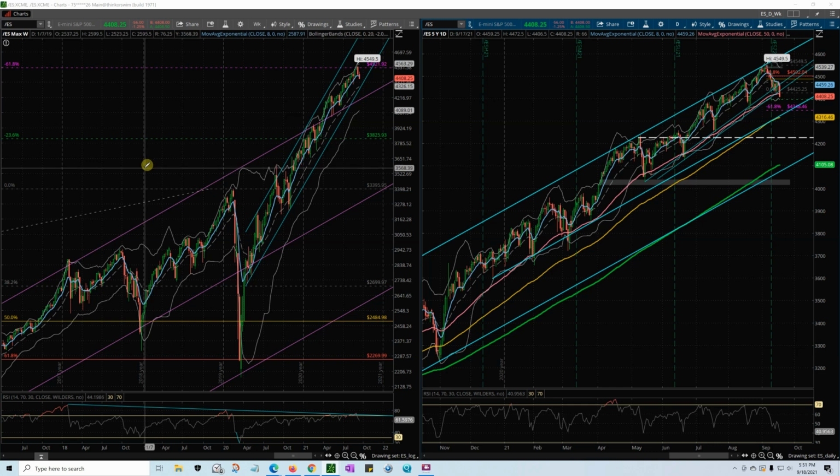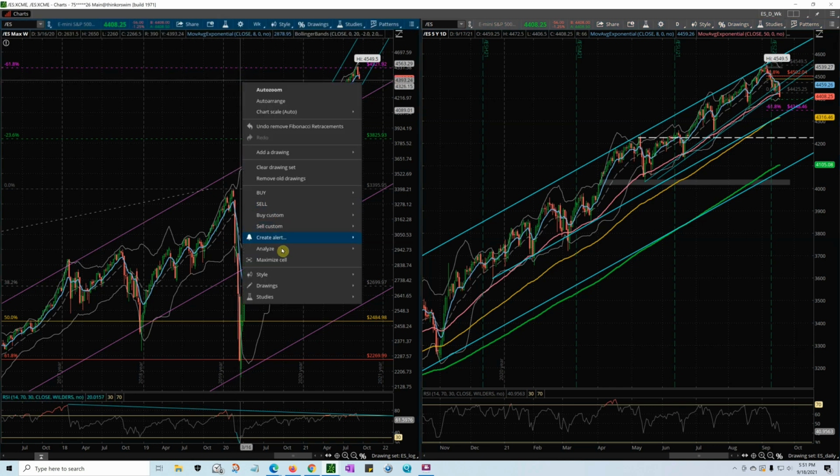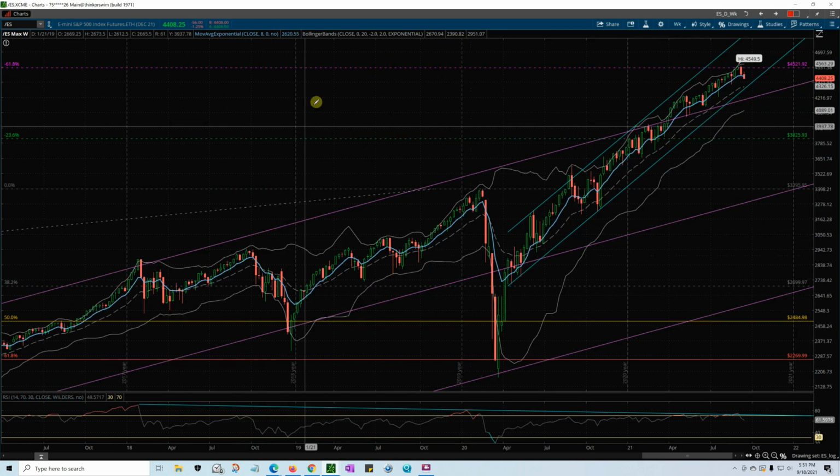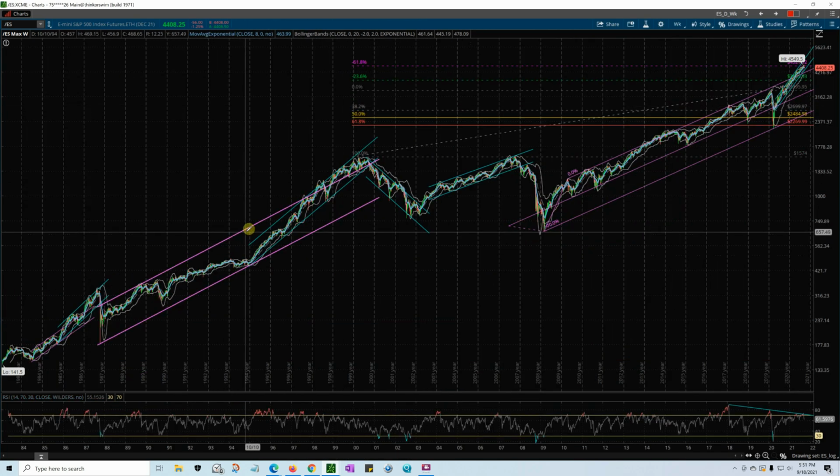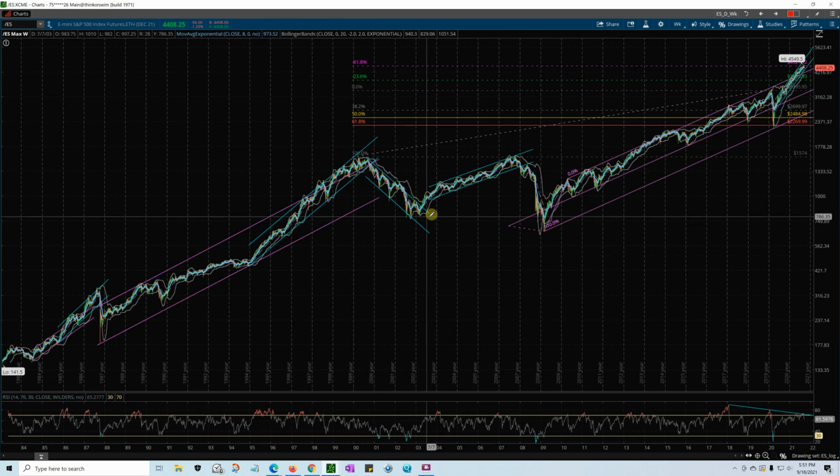Hey guys, this is going to be a quick look at ES, starting on larger time frames and getting through as much as I can in 15 minutes. So let's start on the weekly log chart. I'm convinced that channels on the weekly log chart are one of the best tools for understanding market structure, bar none. They work over and over and over again.